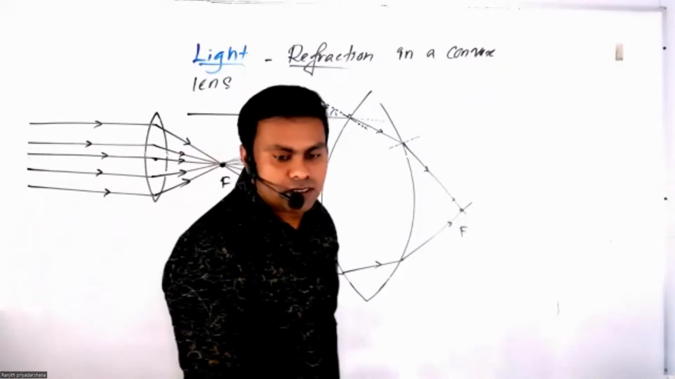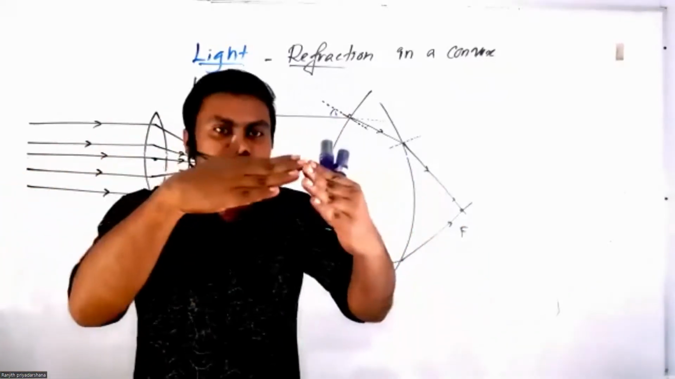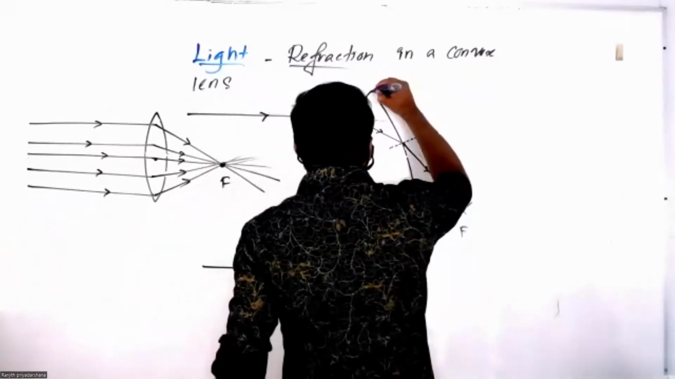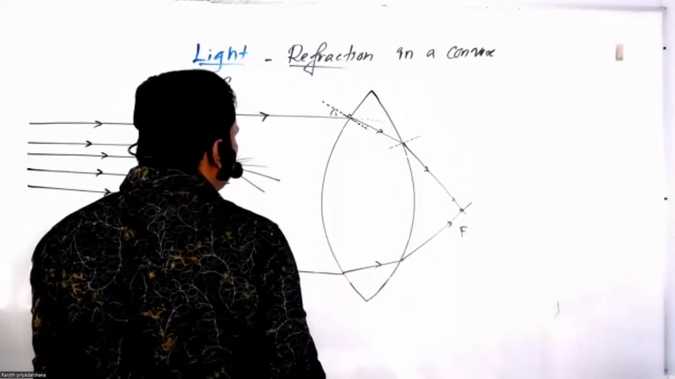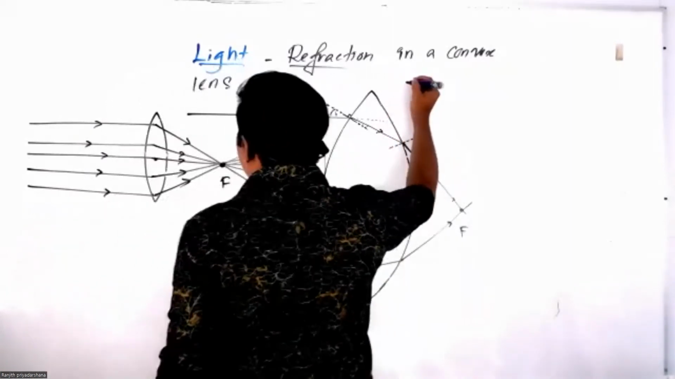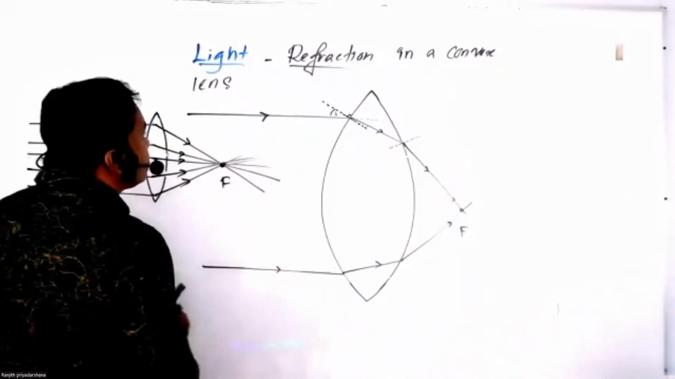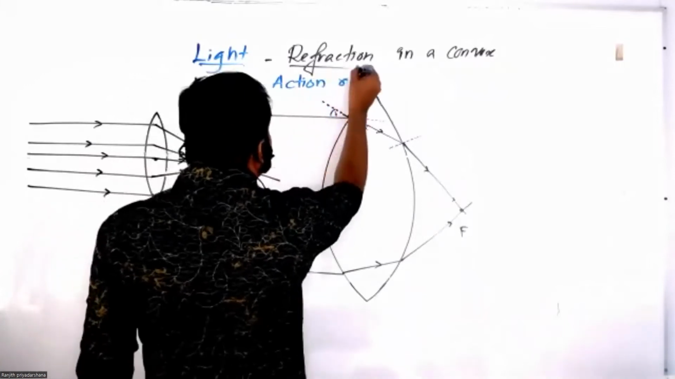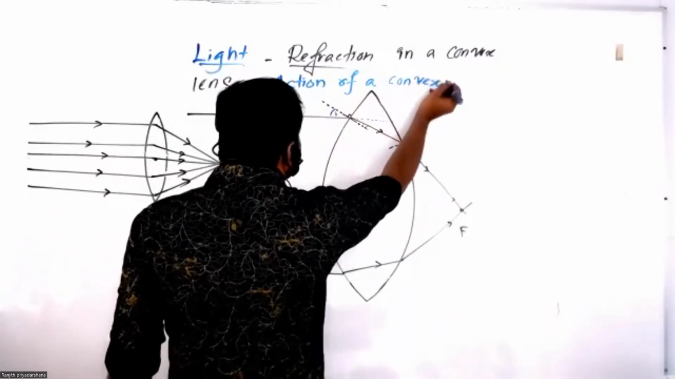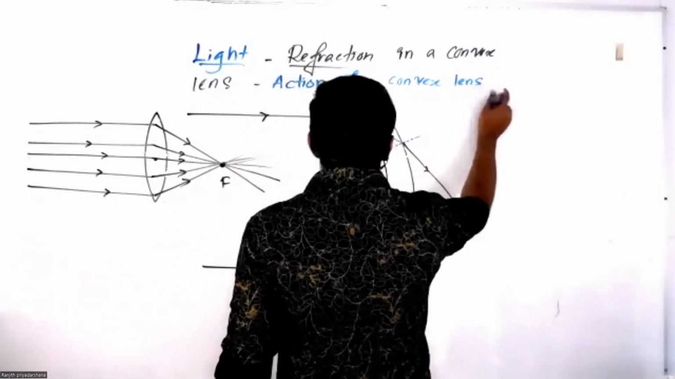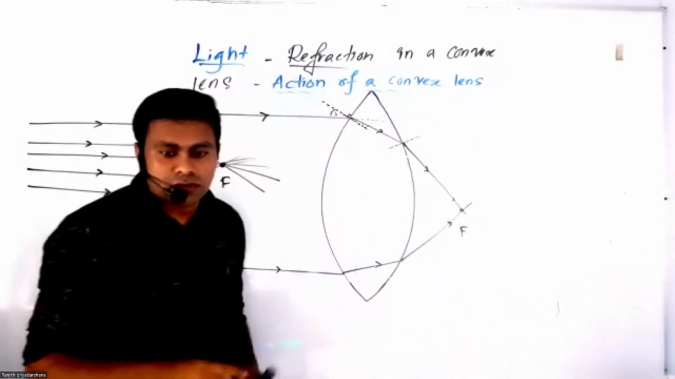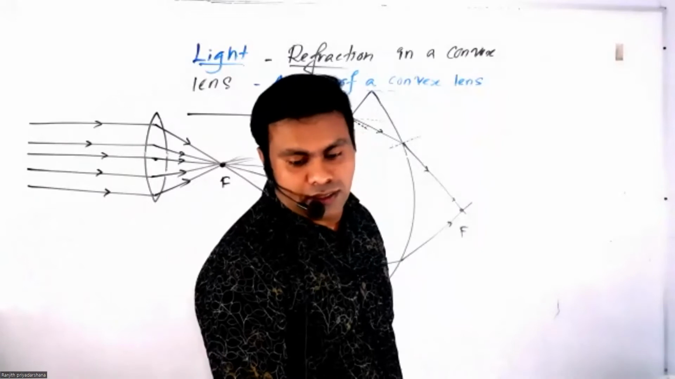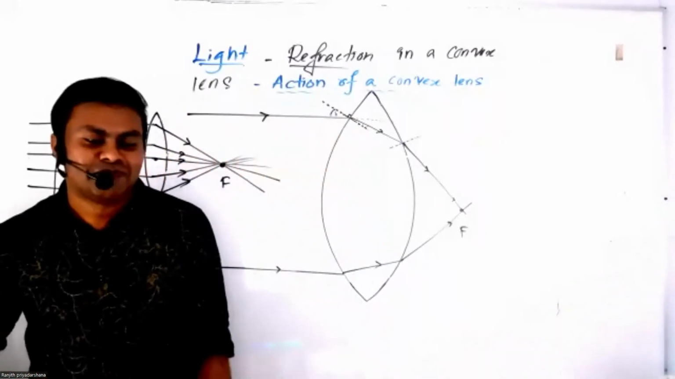So this is the reason light rays converge together when they travel through a convex lens. Okay, let's put a nice topic for this. We have to write 'action of a convex lens'. Action of a convex lens.